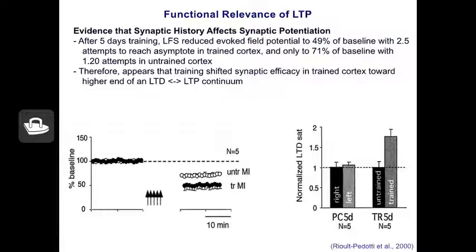In contrast, the untrained cortex could only be reduced to 79% of its basal strength, and it reached this low after only 1.2 rounds of weak low-frequency stimulation. So it looks like the trained cortex was lowered down from on high, and the untrained cortex started low, so could only be moderately impacted by the depotentiation.